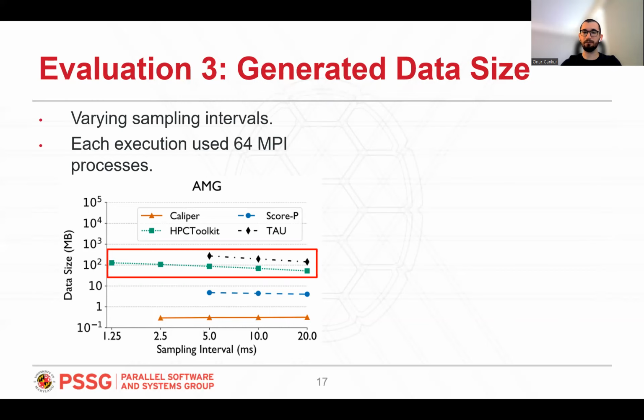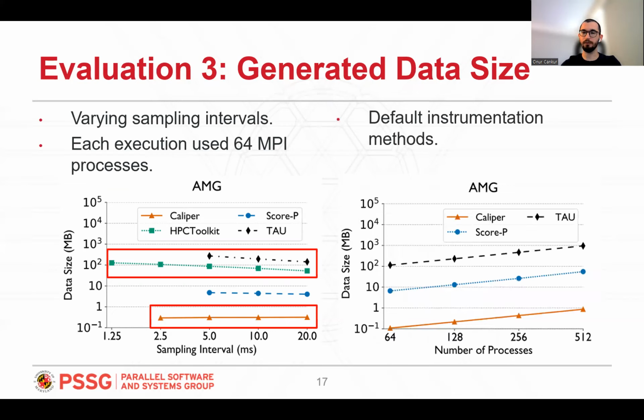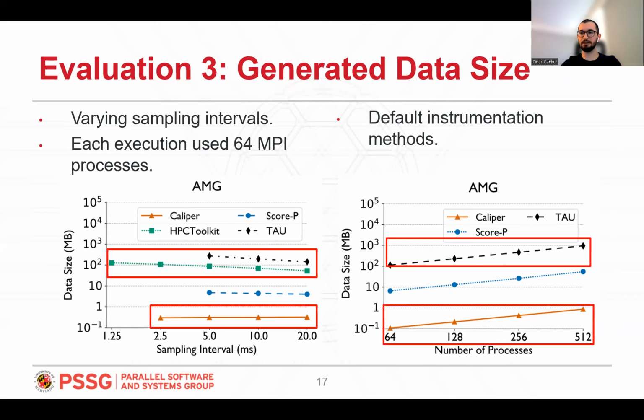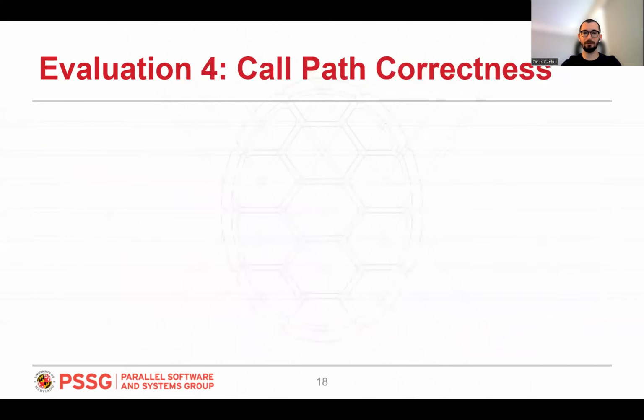And that's because they generate a separate file for each process, while Scorpio and Caliper generate a more compact data. For example, Caliper generates just a single JSON file that contains information about all the processes. And when we use default instrumentation methods, again, we see a similar pattern. Tau generates more data, and Caliper generates the least amount of data.